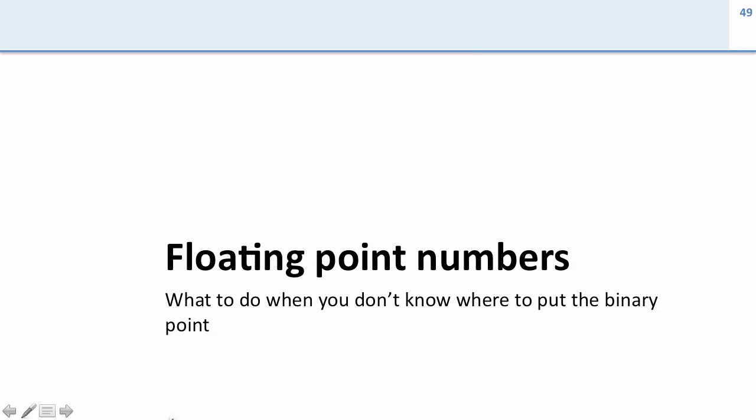So we talked about how fixed point numbers allow us to express fractions, but that you have to know where to put the binary point. So now we're going to talk about floating point numbers, and these are what to do when you don't know where to put the binary point.